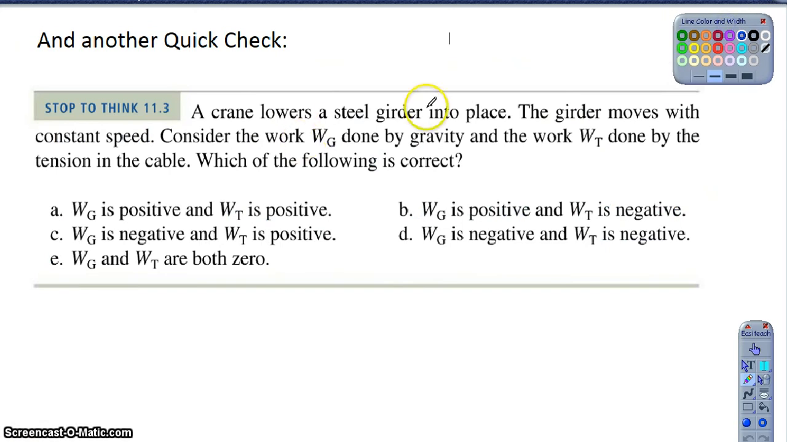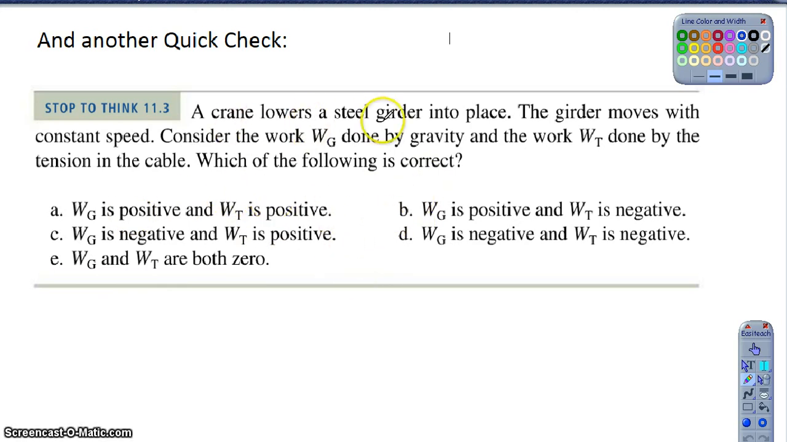So another quick concept check here, and this one kind of goes back to what we started the section with. A crane lowers a steel girder in place. The girder moves with a constant speed, which will be very important here as we move forward. Consider the work done, WG here being the work done by gravity, and then WT being the work done by the tension in the cable. Which of the following statements is correct?